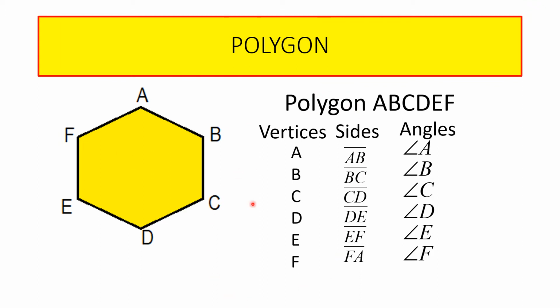So we have the vertices of the polygon. What are the vertices of the polygon? We have point A, point B, point C, point D, point E, and point F. So we have the sides of the polygon. We have segment AB, segment BC, segment CD, segment DE, segment EF, and segment FA. We have the angles of the polygon. We have angle A, angle B, angle C, angle D, angle E, and angle F.